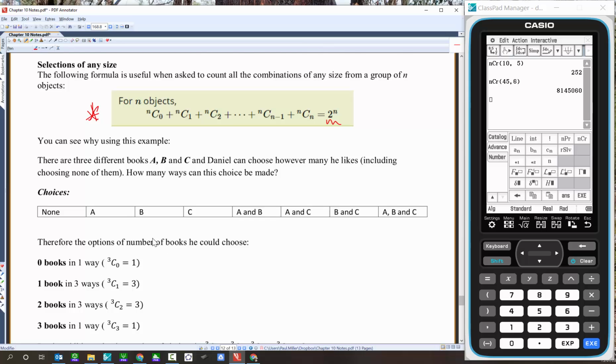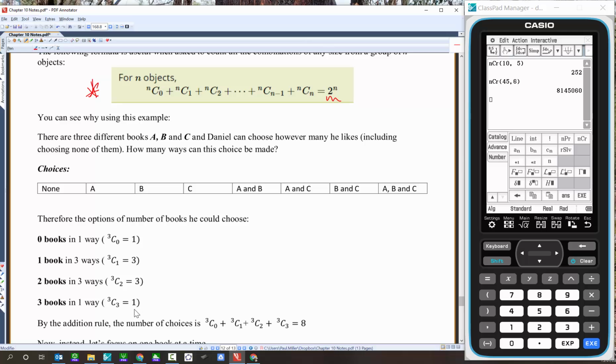Therefore, the options of number of books he could choose are: 0 books in one way, that's 3 choose 0, which is 1. 1 book in 3 ways, 3 choose 1, 2 books in 3 ways, 3 choose 2, and 3 choose 3, which is equal to 1. So using the addition rule, we note that that's going to be 8.